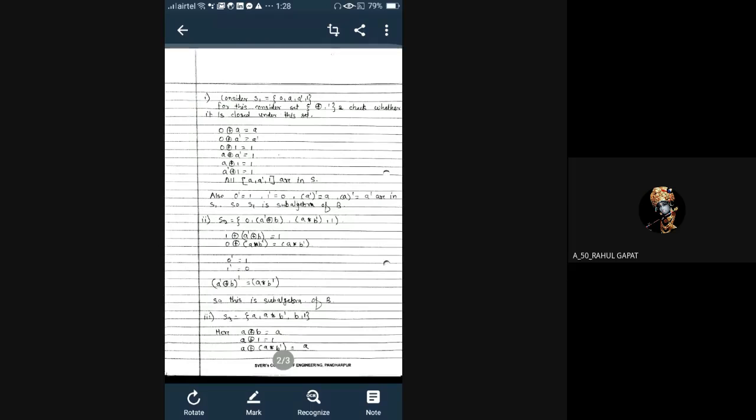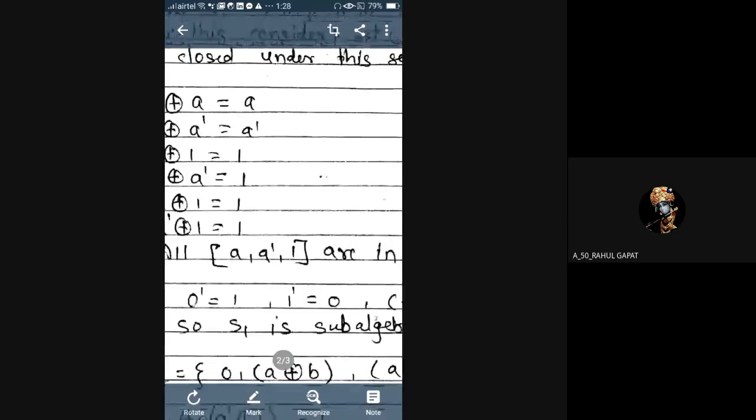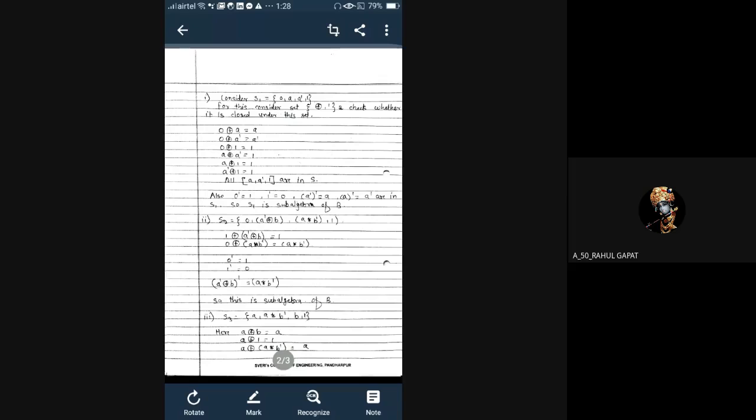So look at the results. What results did we get? A, A dash and 1. So we can say that all these results are present in S1. Check here, A is present, A dash is present, 1 is present. That's why S1 is closed under operation XOR.